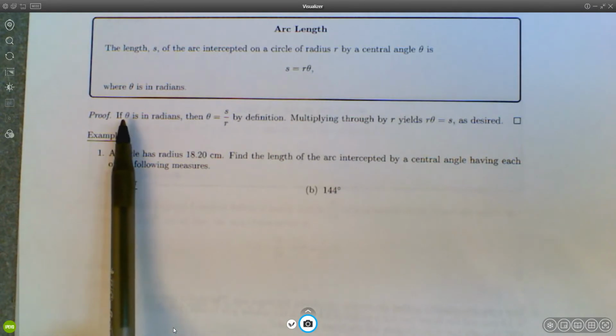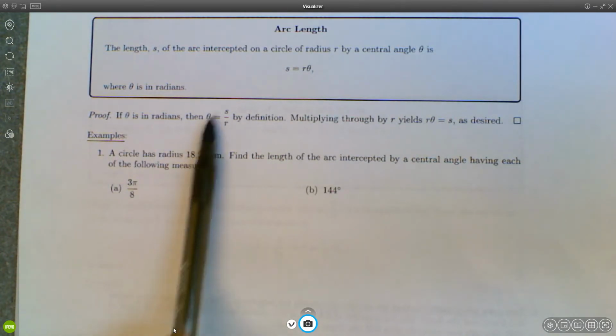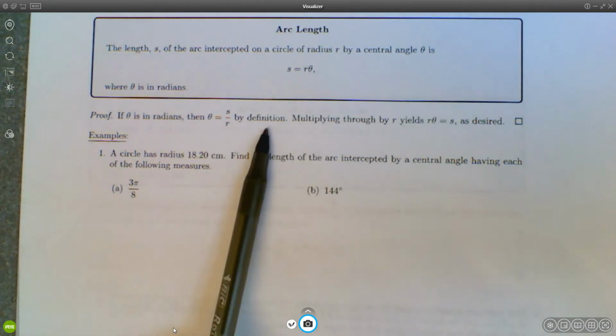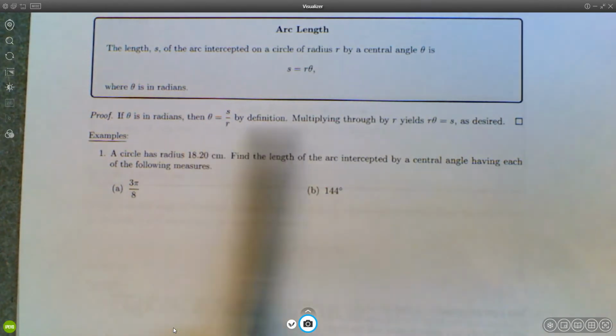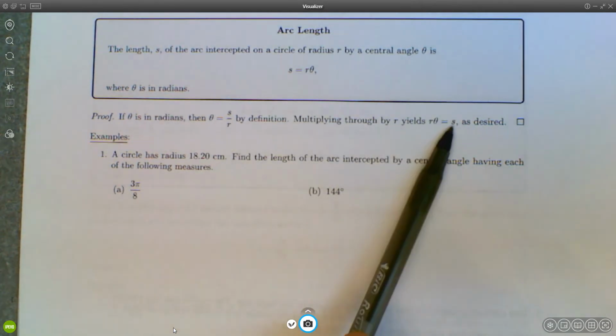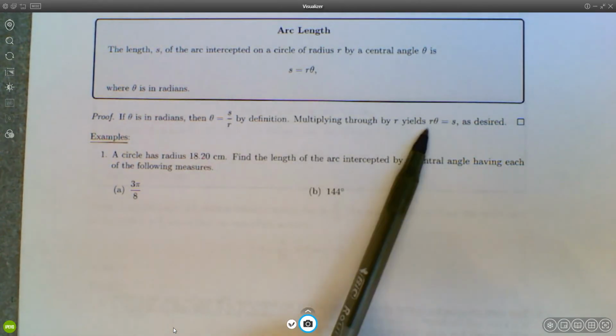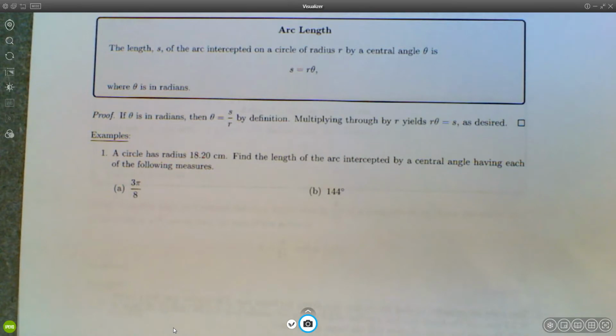It's really easy, right? If theta is in radians, then theta equals s over r, just by definition, right? That's how we defined radians. So you multiply through by r, and you see that s equals r times theta. So the arc length is just radius times the angle.